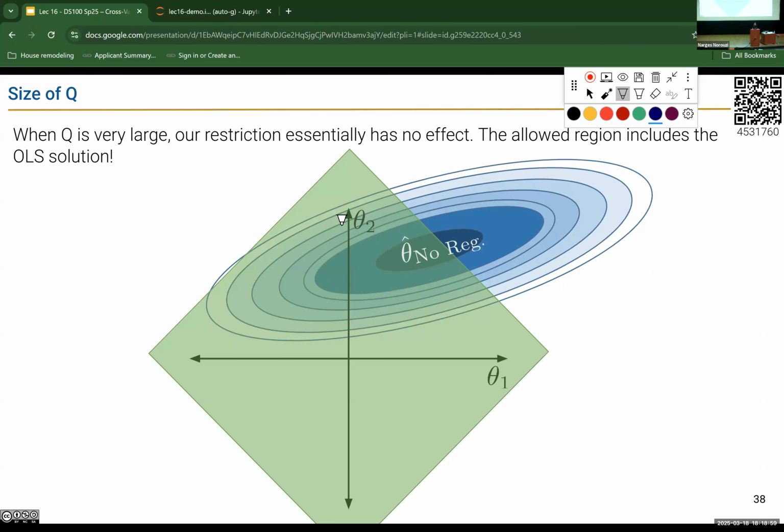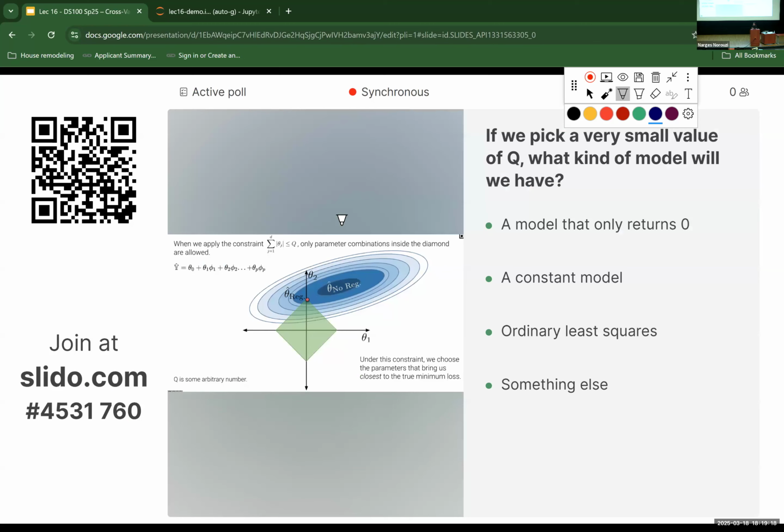Again, this is the visual to show that when the budget is very large, it's just not going to be impactful. You're not regularizing or limiting the model in any way, because your best solution is also within the diamond, and you're basically leaving with what the training data is telling you.